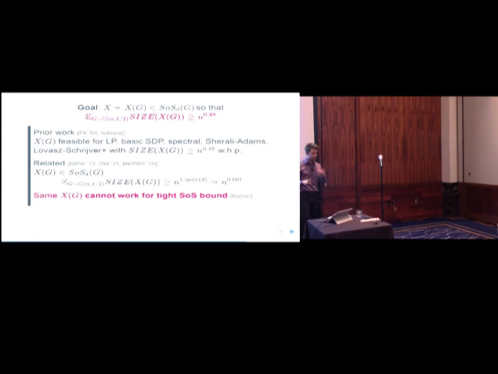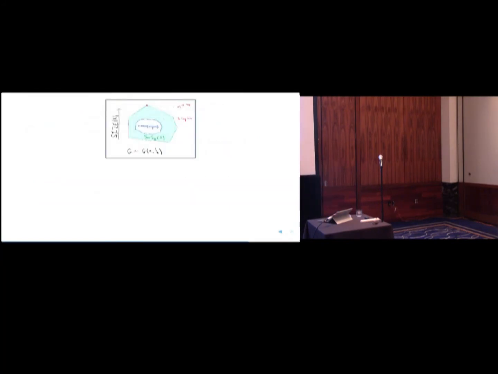Okay. So what we need, there's this old construction that worked for weaker hierarchies, but we need a new one. So our goal is to give a new construction of some point that lives at the top of this green blob, in expectation has very large size, and is feasible for sum of squares.